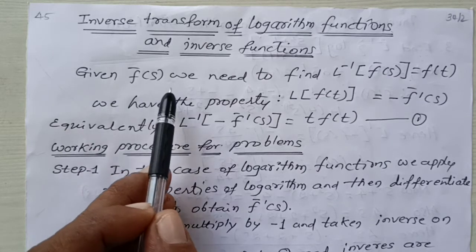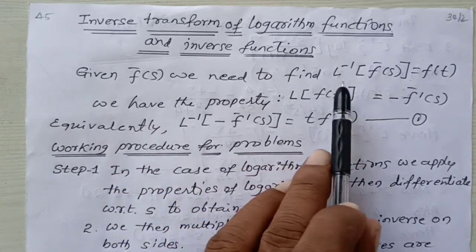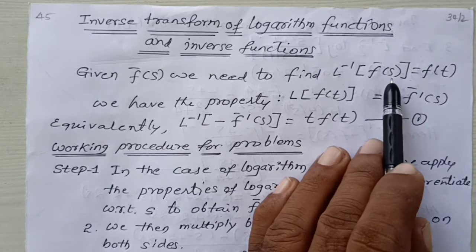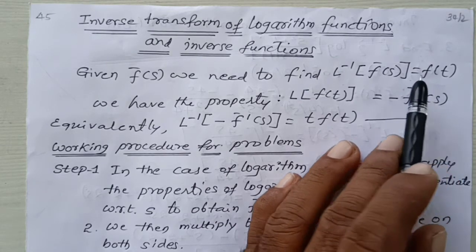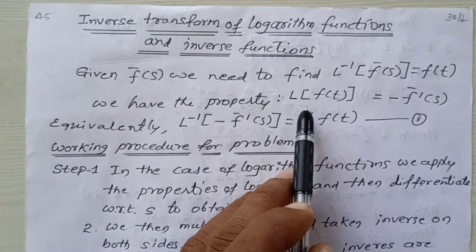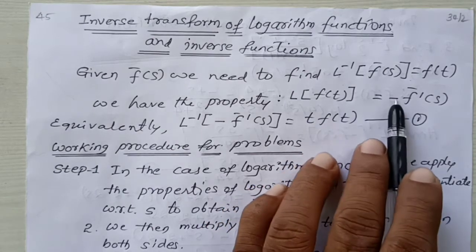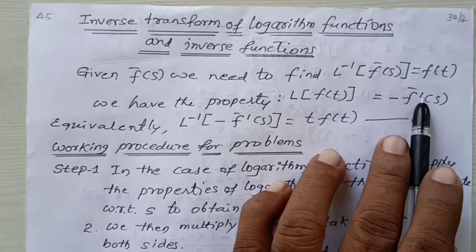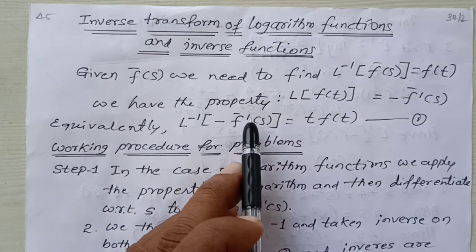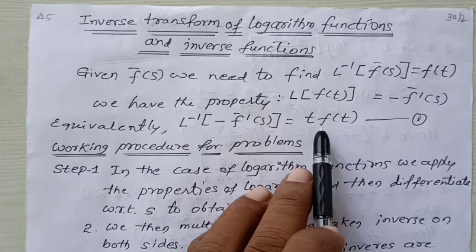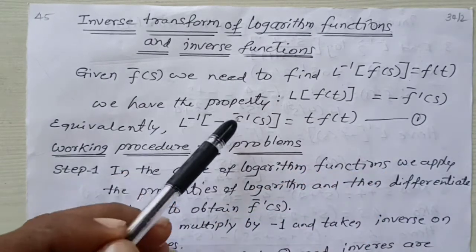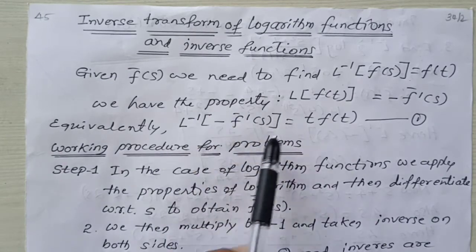This is the continuation of video number 34. Given f bar s, we need to find the Laplace inverse of f bar s, which is f of t. So we will see a little about the theory part. We have the property: Laplace of t f of t is equal to minus f dash bar s. Equivalently, Laplace inverse of minus f dash bar s is equal to t f of t. This we will call equation number 1. Simple properties, but this last one is very important.